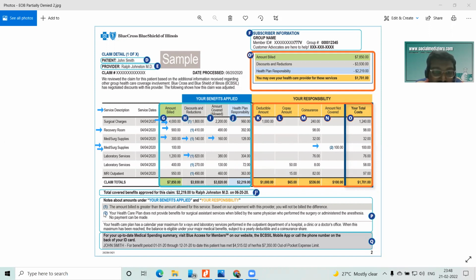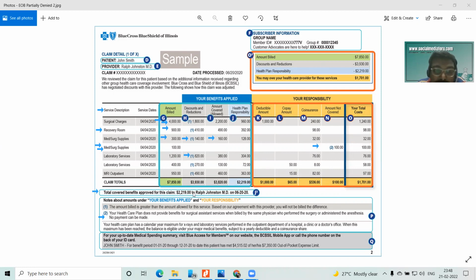Okay, for that the reason will be given here: does not provide surgical assistance service. So this is a non-covered service. This will be coming from the denial code CO109. So for that denial code, you can try to do your validation.